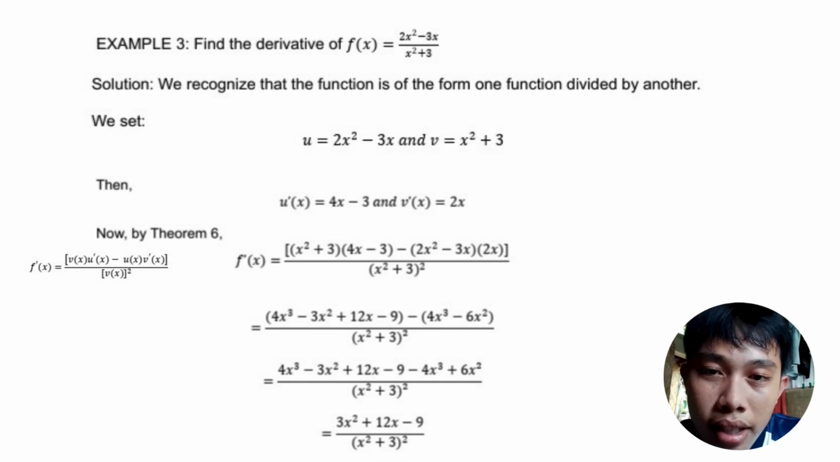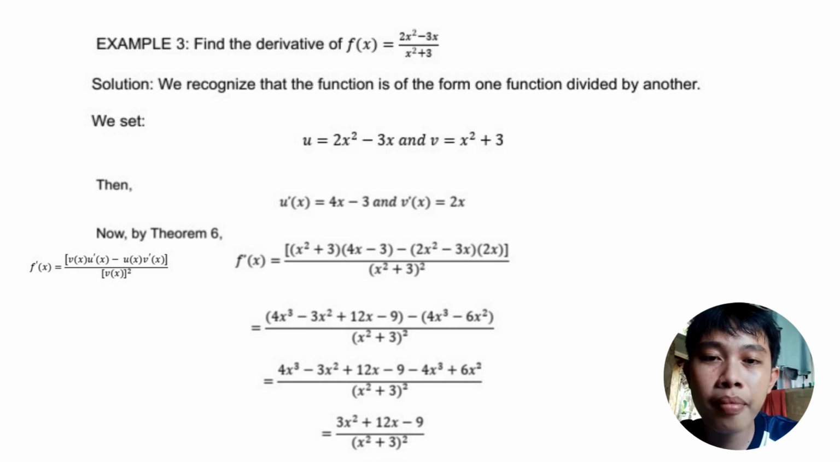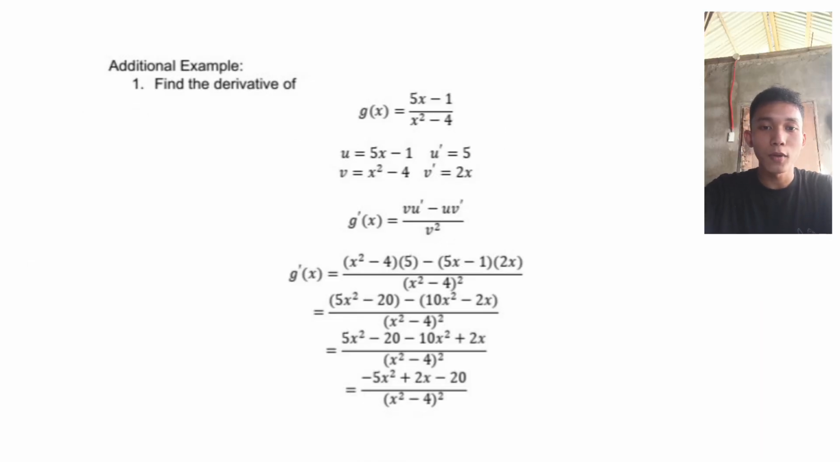can be subtracted and it will become 3x squared. Then let's copy 12x, then negative 9 over x squared plus 3 squared. So this is the final form of the function. So we have an additional example.